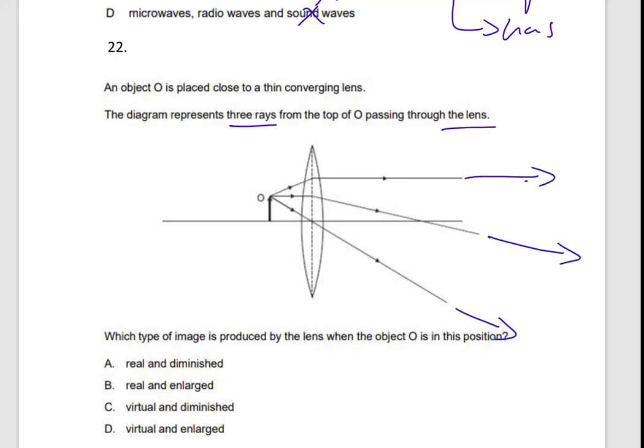So in this case, what do we do? We extend it from the other direction with a dotted line. Remember, you use a dotted line. So you have to show as if the ray is coming from that direction. So this ray here, you have to show as if it is coming from that direction. Likewise, the third one, sorry, I made a mistake there.